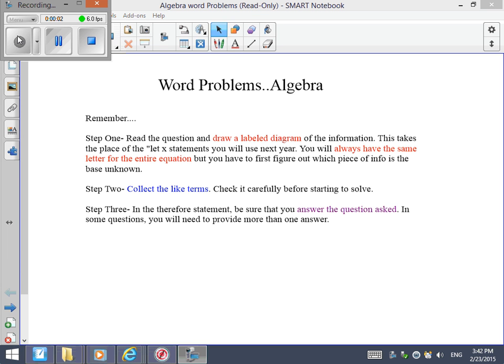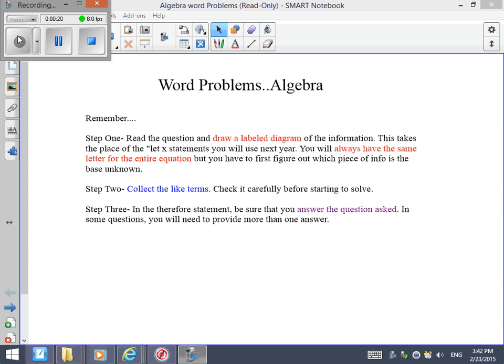Good afternoon. We are 2 or 3 days into our word problems with algebra, and some of us are doing very well, and some of us are still struggling a little bit with it. Remember, when we do it, there is a set formula, and we do it a set way each time to make it easier for you to get it done.